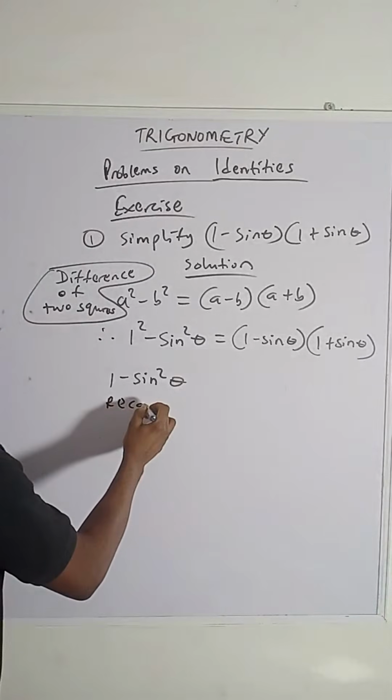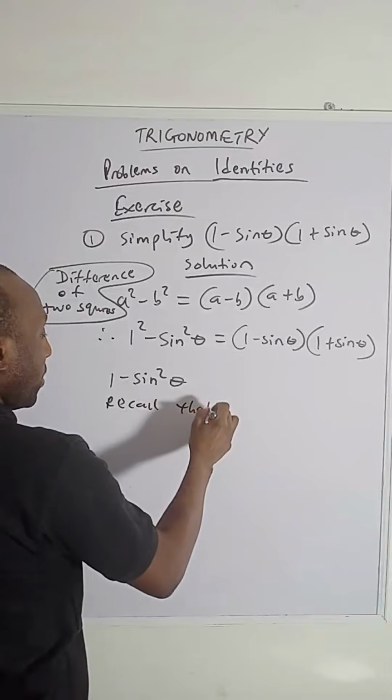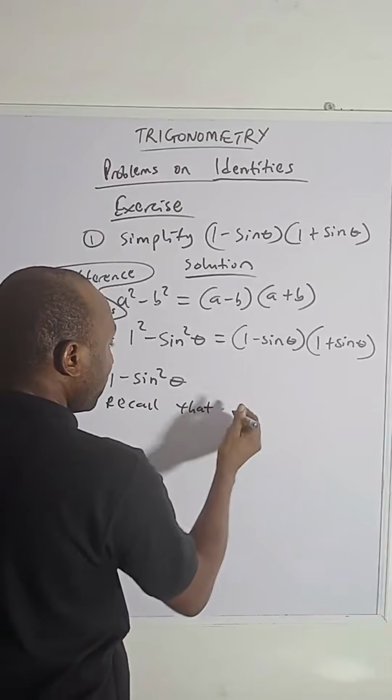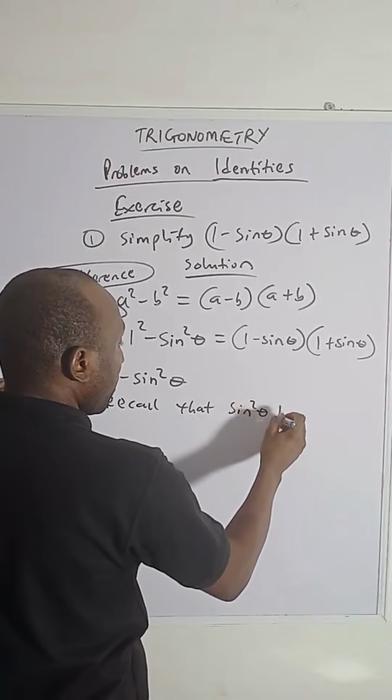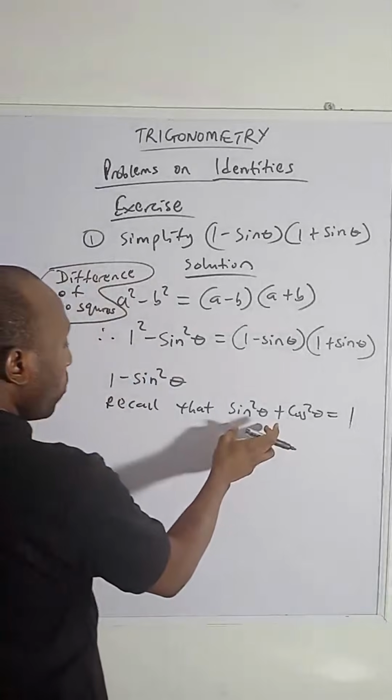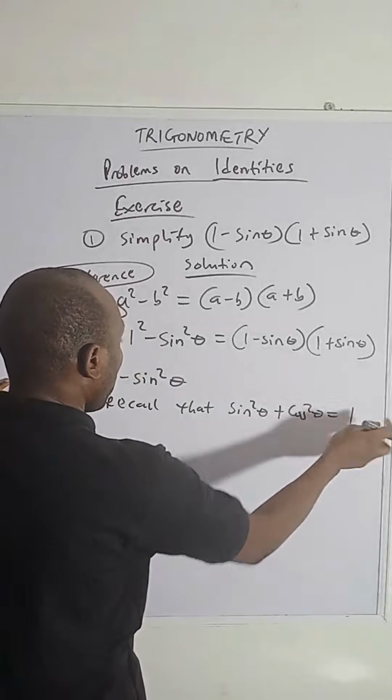Recall that sine squared theta plus cos squared theta is equal to 1. So when you move this over, you have that what?